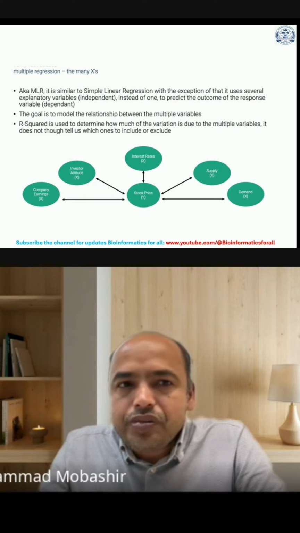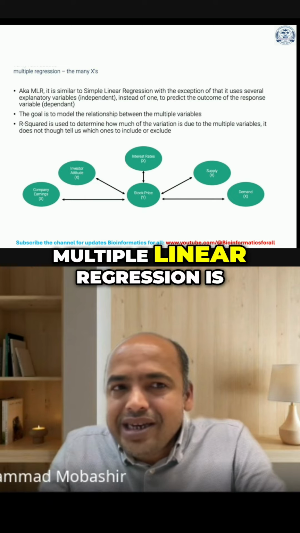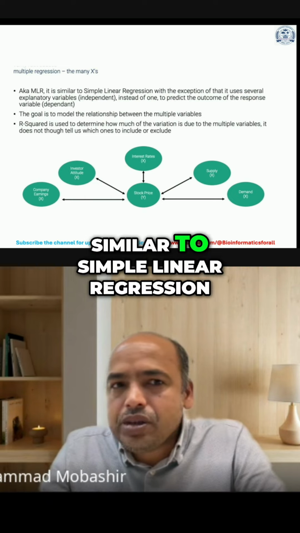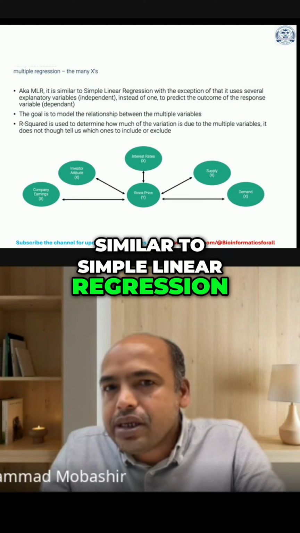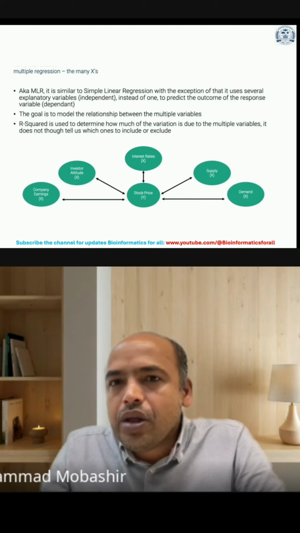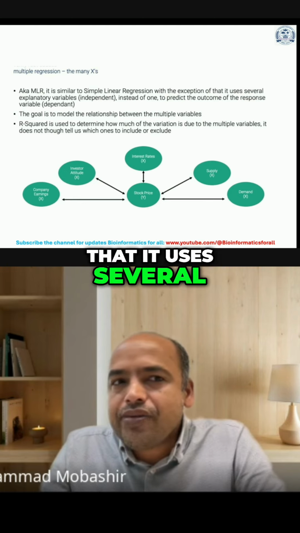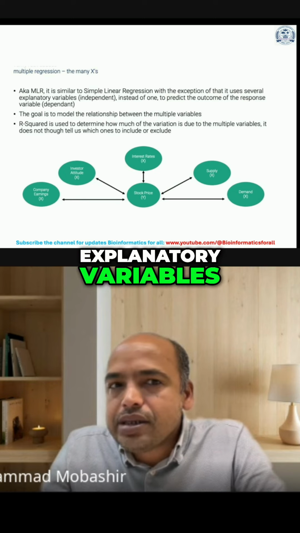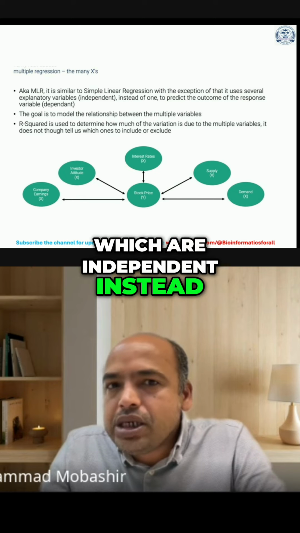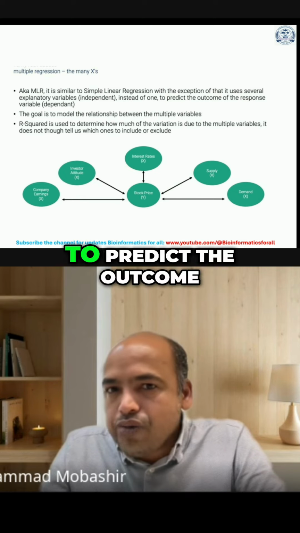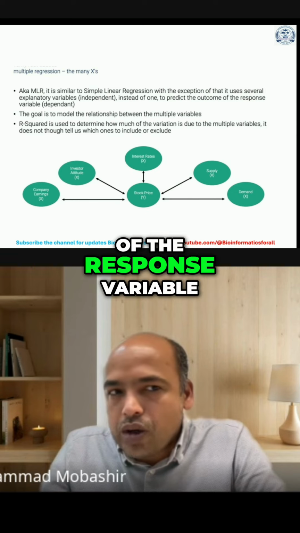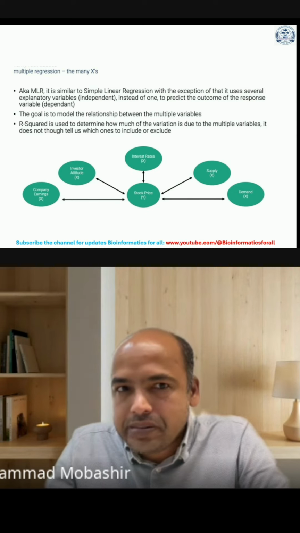Now, multiple linear regression is similar to simple linear regression, with the exception that it uses several explanatory variables, which are independent, instead of one to predict the outcome of the response variable, that is dependent.